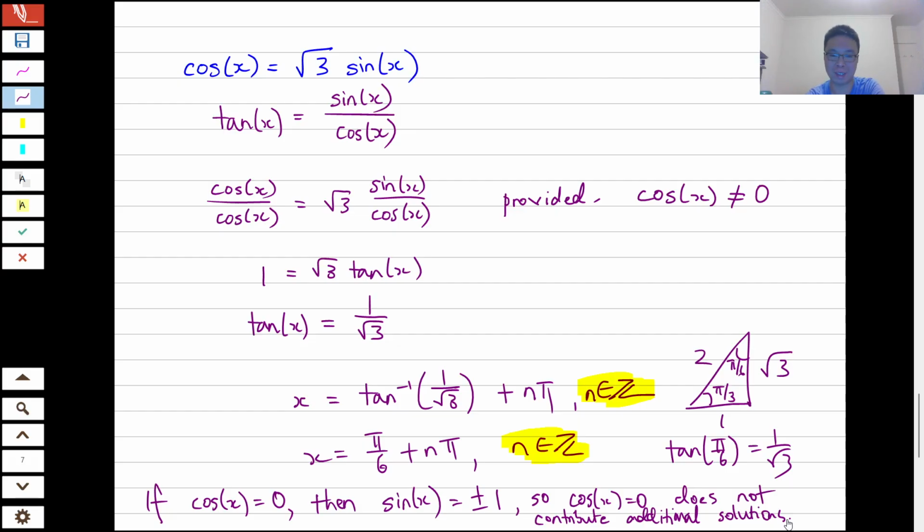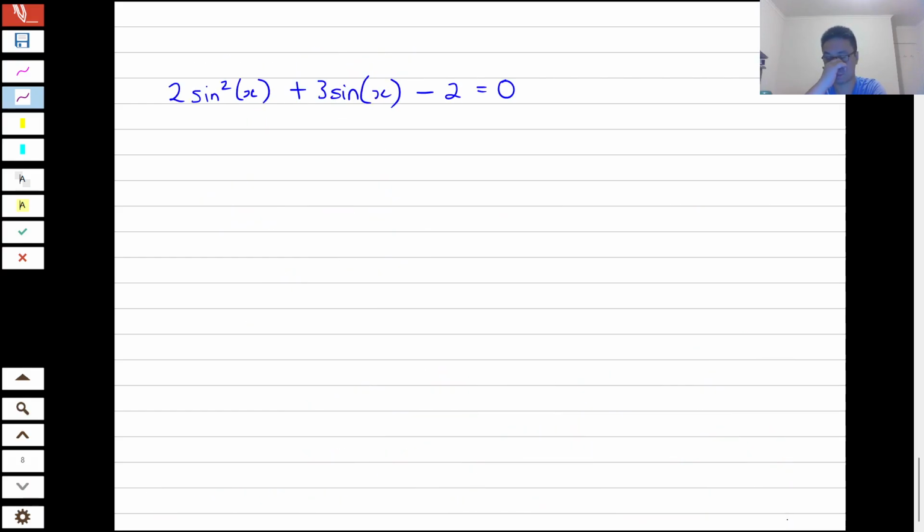Okay, one last example. This looks like a mess, doesn't it? Sine squared, what are we supposed to do? Well, the trick is to use a quadratic substitution. You're used to doing this for logs and exponentials. We can also do this with trigonometric equations as well. So let u equal sine of x. The equation now becomes 2u squared plus 3u minus 2.